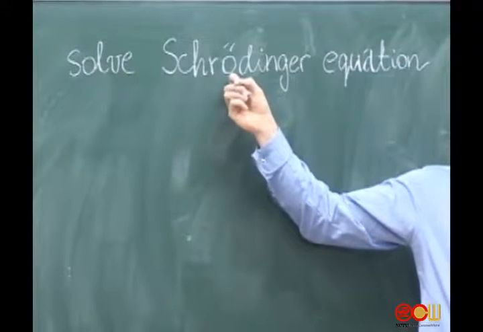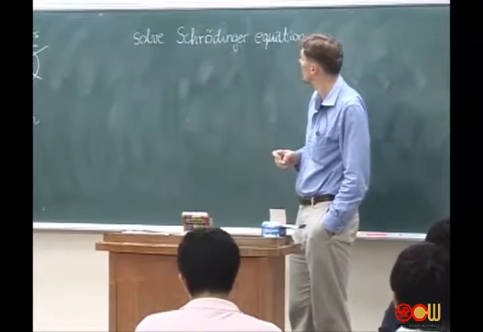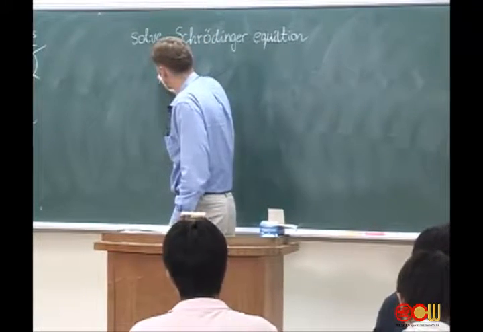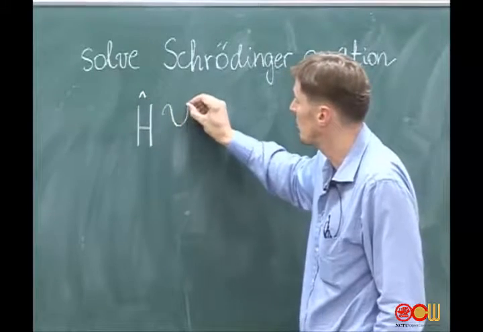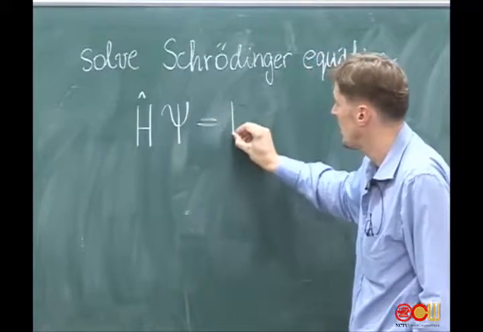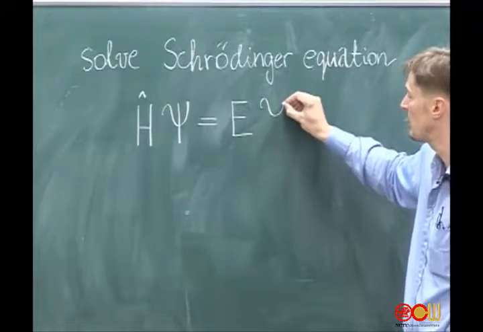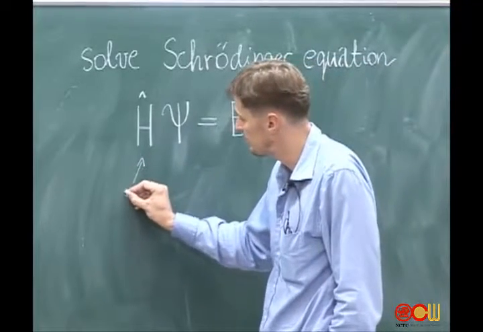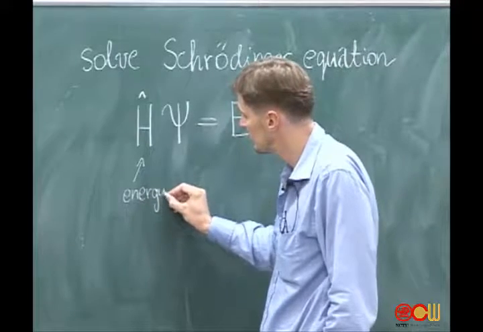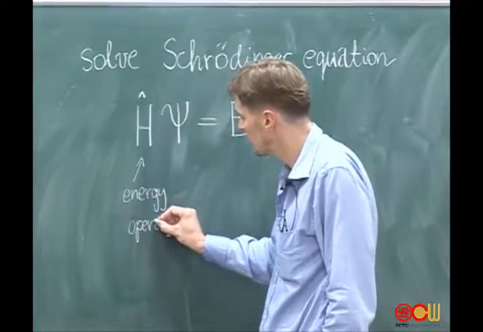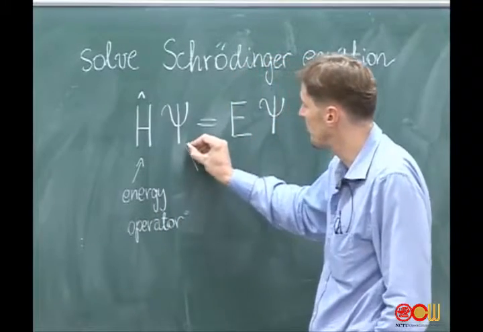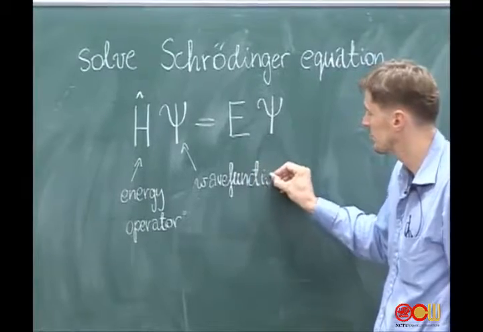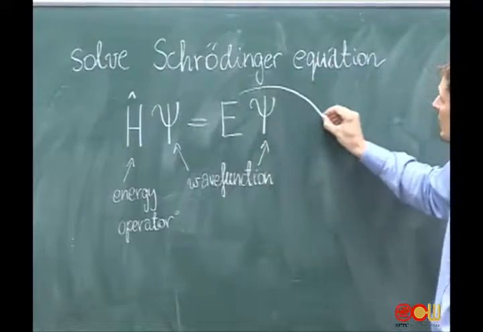This is again a German letter, Schrödinger. So the Schrödinger equation says that the energy operator acting on the wave function gives you the energy of the molecule multiplied by the wave function back. Now I defined what it is. This is the energy operator. This is the wave function. And this is the energy.